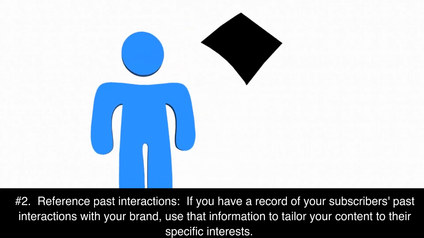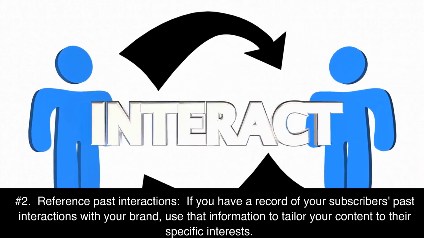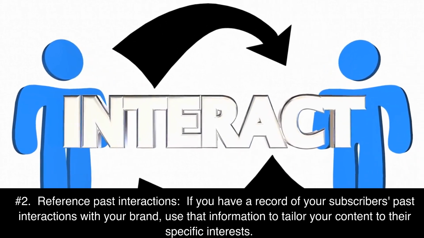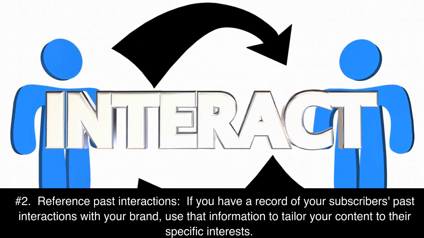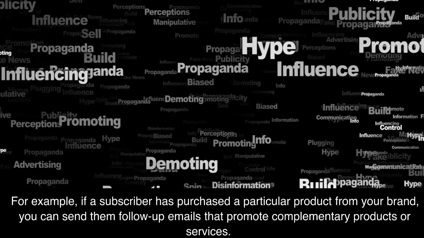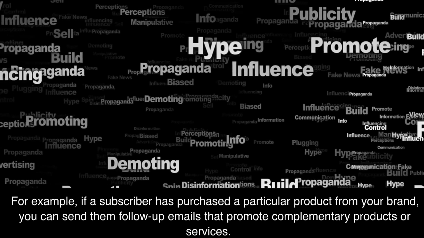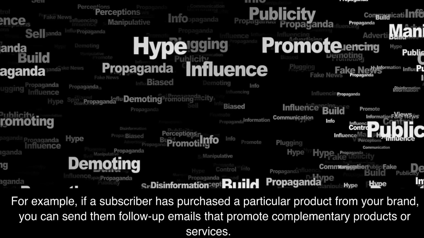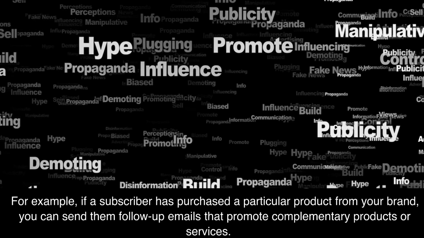Number 2. Reference past interactions. If you have a record of your subscribers' past interactions with your brand, use that information to tailor your content to their specific interests. For example, if a subscriber has purchased a particular product from your brand, you can send them follow-up emails that promote complementary products or services.